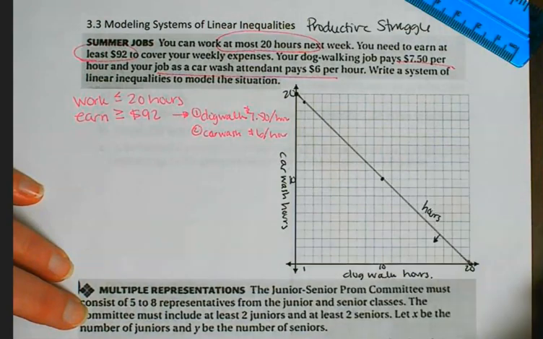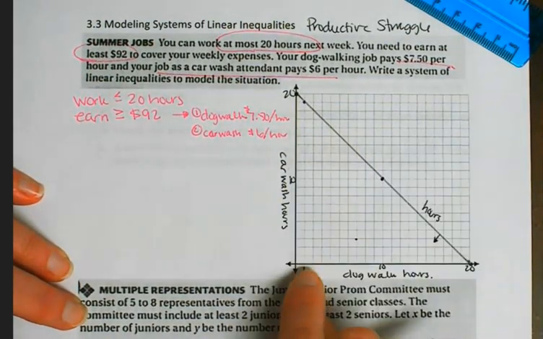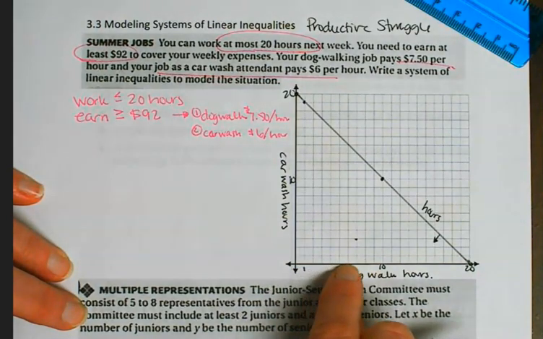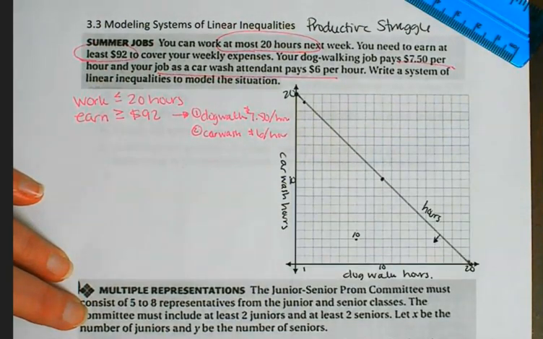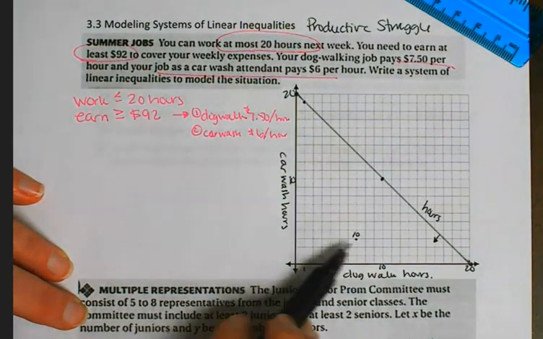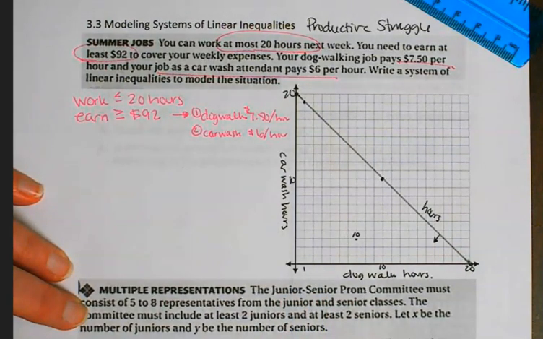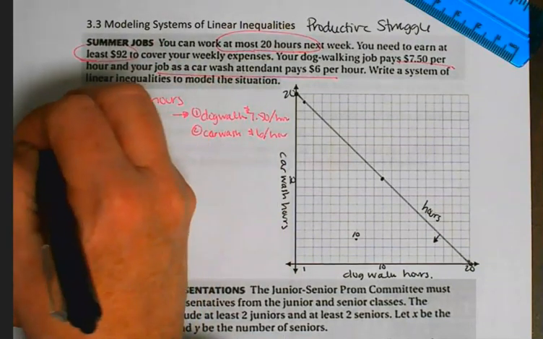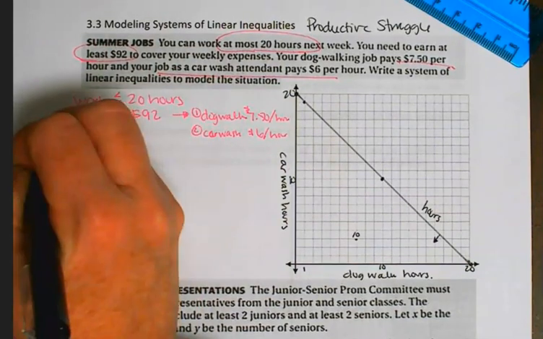And any value inside of this triangle works. So I could pick this point. That would be 1, 2, 3, 4, 5, 6, 7 plus 3. That would be 10 hours. And that is less than 20 hours, and that works. And I could test a bunch of these in here. So in the productive struggle, you have to figure out what they've asked of you and how you can think about it on a graph. So maybe you wrote 20 plus 0 is less than or equal to 20.